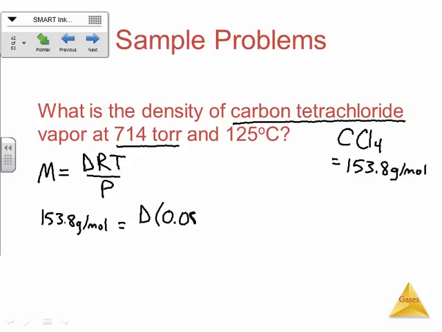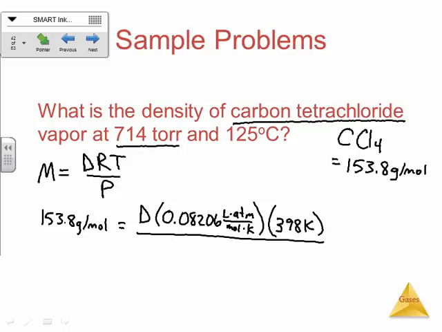So 0.08206. And again, the units there, liters times atmospheres over moles times Kelvin. We'll see if all these units work out here. And then we're going to multiply that by the temperature, which has to be in Kelvin. So that's 398 K. And then we're going to divide that by the pressure, which is 714 torr.